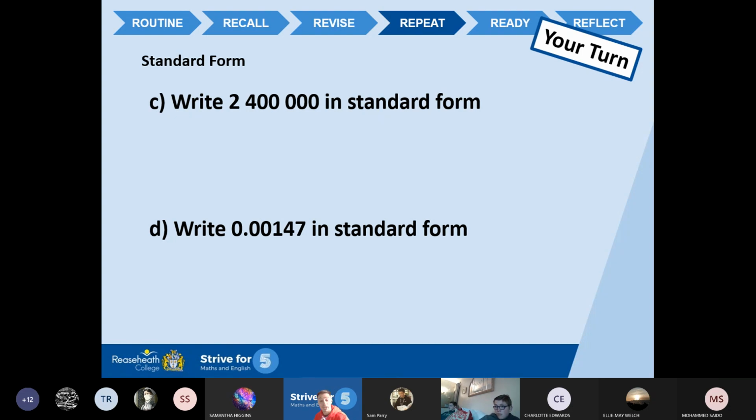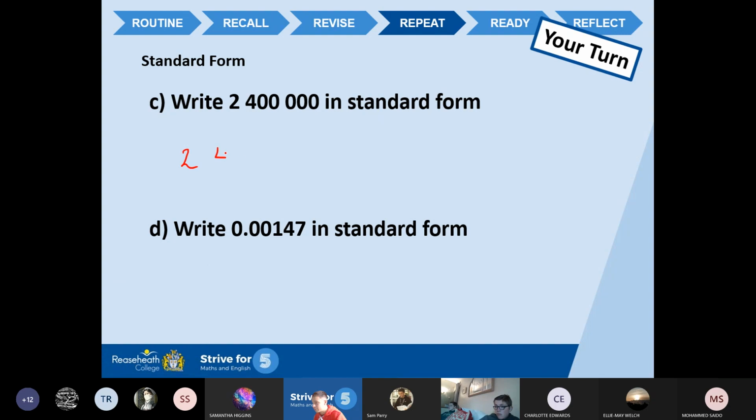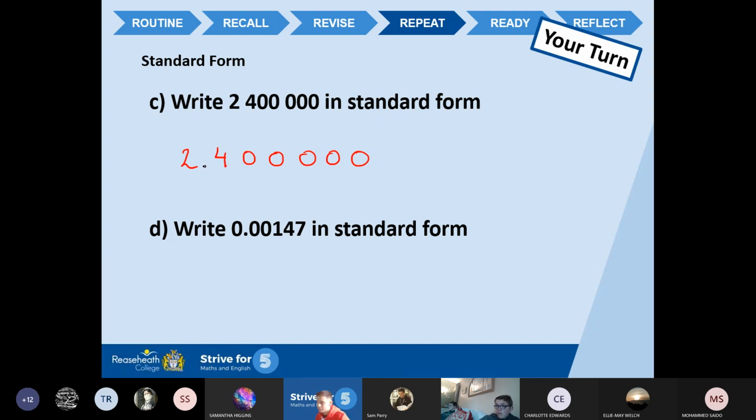So, are you ready? First things first, when you're changing an ordinary number into standard form, write out the number again, slightly bigger. Give yourself space: 2400 and then 3 more zeros. The more space in maths, the better. Now, the decimal point always goes after the first number, so it goes there: 2.4. I'm going to write that out over here, 2.4. We're dealing with a big number, 2,400,000, so I'm going to times it by 10, and the little index number is going to be positive.